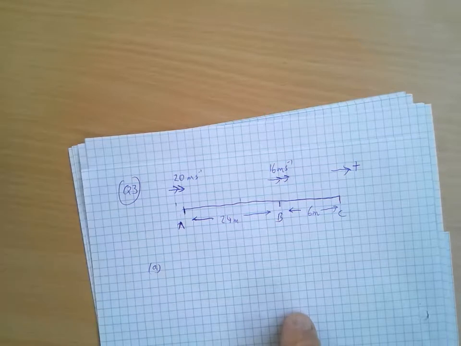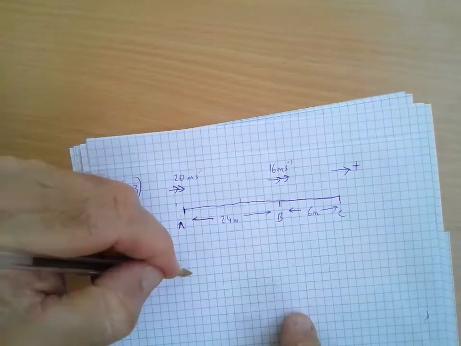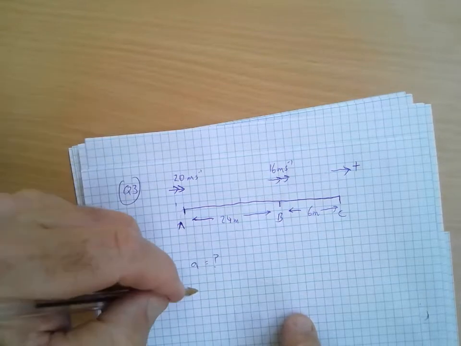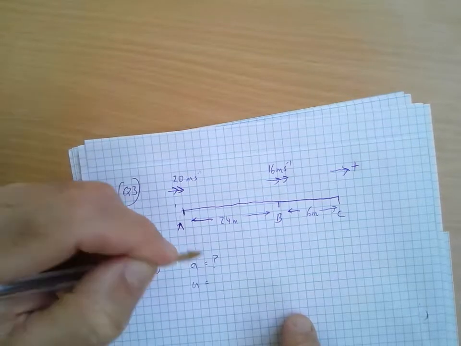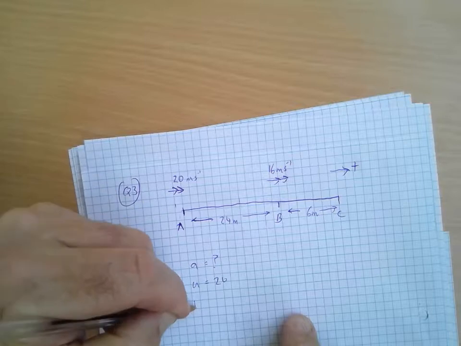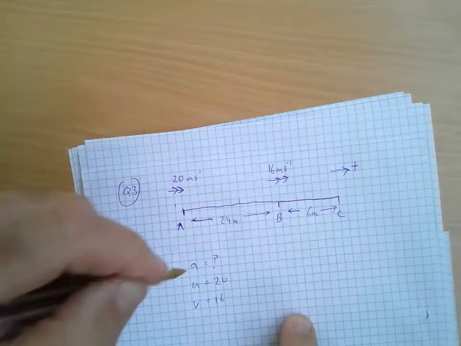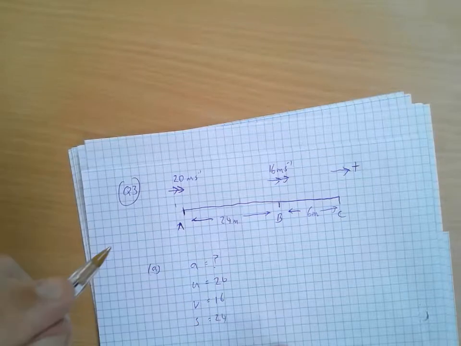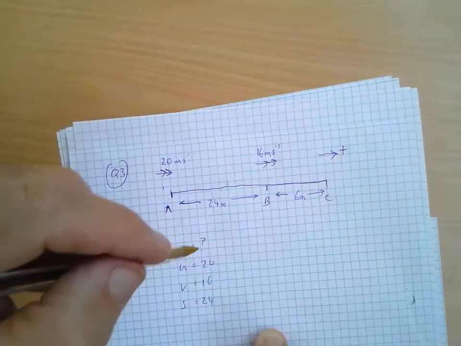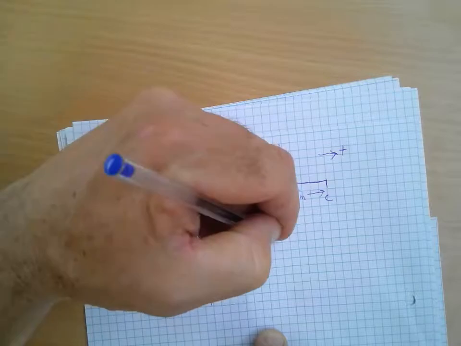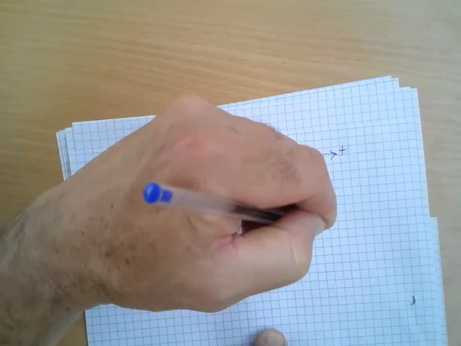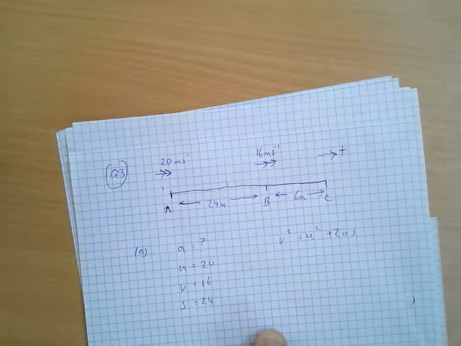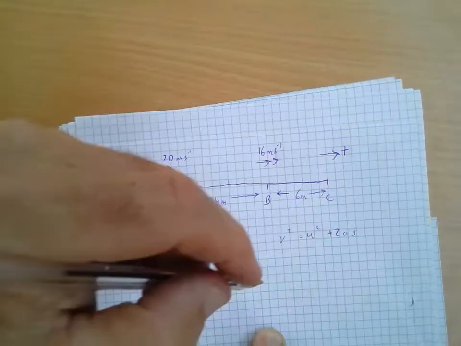Deceleration of S. So I want to know what acceleration is. What do I know? I know U. I know V equals 16, and over that I know that S equals 24. So the equation I'm going to be using is V squared equals U squared plus 2AS. Okay, so put some numbers in there.